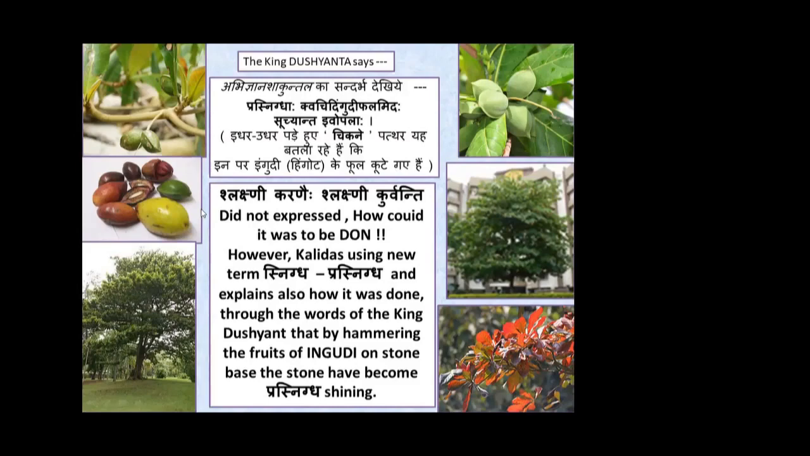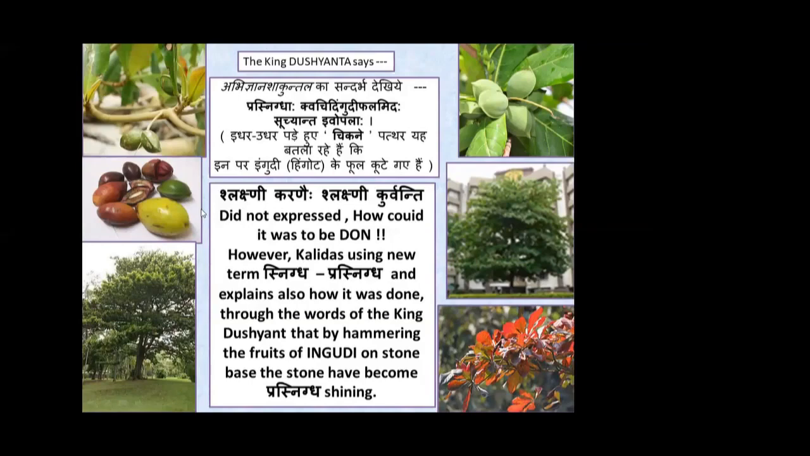It is slipping, that is very soft, and oil is soaked with the stones. So this indicates how the oil of a certain tree was used, and how this was prepared, how the oil was taken out.